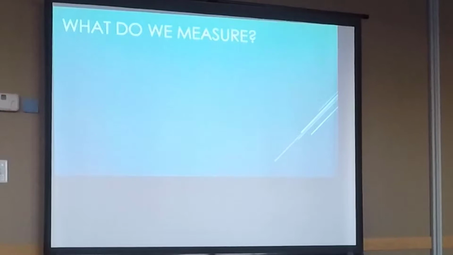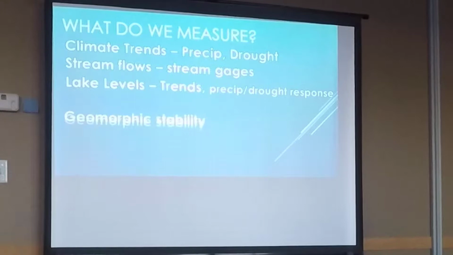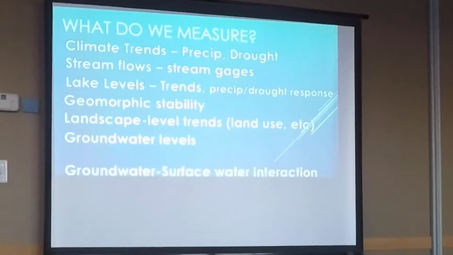So, now to the meat and potatoes. What do we measure? The transition from physical hydrology to applied hydrology is all data driven. We have to collect data to find out what's going on in the landscape. So the elements that we measure include climate trends, precipitation, drought, stream flows, lake levels, geomorphic stability, landscape level trends, and groundwater levels, as well as surface water interactions.